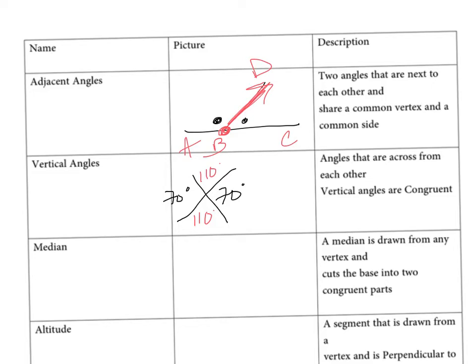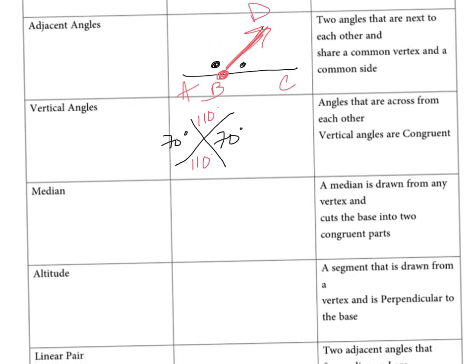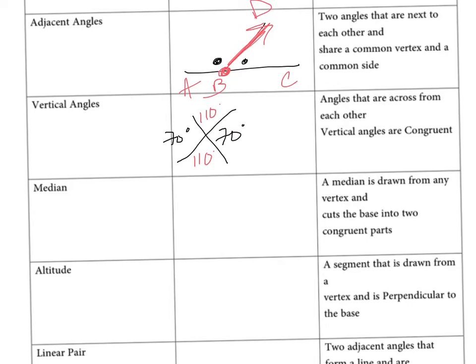The next one, a median. A median is drawn from any vertex of a triangle and cuts the base into two congruent parts. So we're going to take a median from here and it would go, let's say, to here, and that means that those two pieces are congruent. So a median cuts the base of a triangle into two congruent parts.